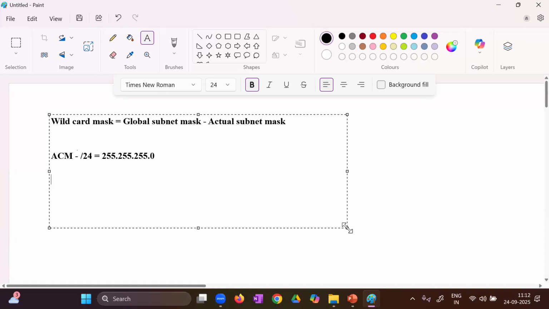Okay. Now we need to calculate the WCM, that is the wildcard mask. So the formula says that you have to subtract this actual subnet mask from where? Global. So what is the global subnet mask value? 255.255.255.255. This is the global value, all 255. Then minus 255.255.255.0. You will get the answer as 0.0.0.255. So for this slash 24 subnet mask, this is the format in which we write the wildcard mask. Same process for each and every subnet mask.